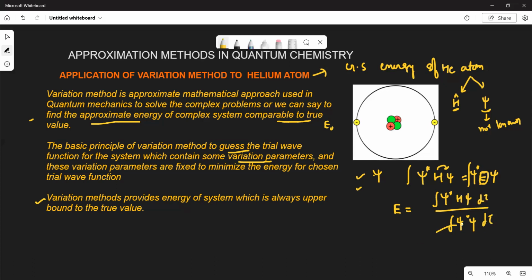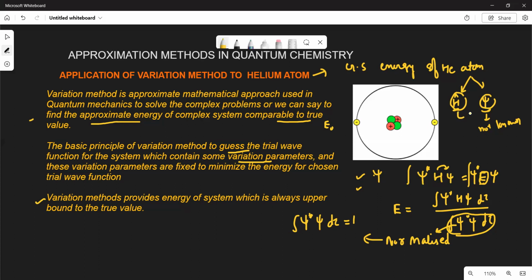Now, if the wave function is normalized, then this denominator factor will be 1. Because for normalization, we know the condition: the integration of the product of psi star psi, or psi square, is equal to 1 if the function is normalized. Right? So to find the ground state energy of the helium atom, we require the Hamiltonian and we require the wave function.